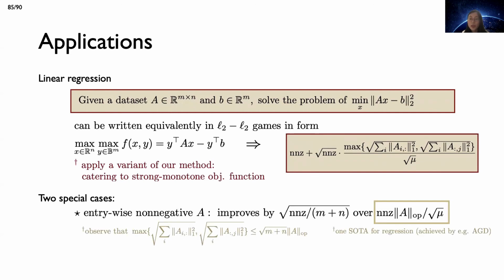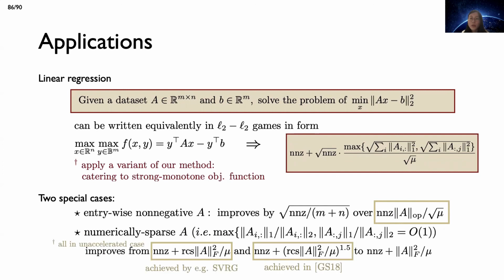This result is particularly interesting in the case when A is entry-wise non-negative. In that case, we can show our L is actually upper bounded by square root m plus n times operator norm of A, which improves by a factor of square root of nnz over m plus n over the result achieved by accelerated gradient descent for regression, which is the state-of-the-art for some parameter regimes, unconditionally on numerical sparsity. This is similar to wins achieved by our prior work for L1 geometries. In the regime where A is numerically sparse as we define here, our method in the unaccelerated case also improves by a factor of at least square root of L over mu over previous work, including SVRG and a recent sampling-based method for exploiting the numerical sparsity for solving regression.